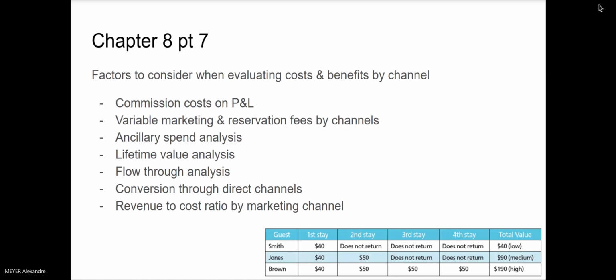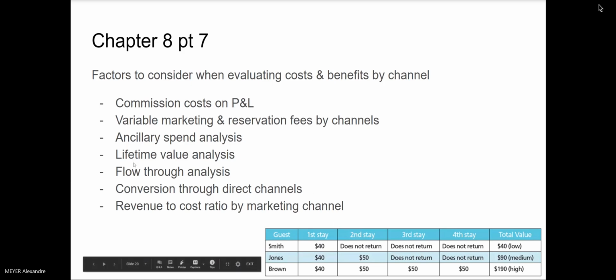Lifetime value analysis: which guest brings you the most in the long run, like which one has the most value. You have a little table on the bottom right that shows you that, right? The third guest has the highest value because they end up bringing the most. Not only do they bring you the most, but they stay more than once. So they're a reoccurring guest, and that adds value. You look at flow-through, and so flow-through analysis is essentially the amount that flows through the GOP and ultimately to earnings before interest and taxes. So you're looking at how much money goes through the gross operating profit.